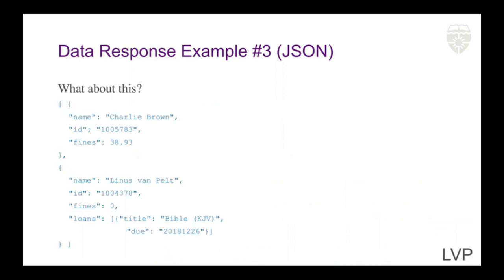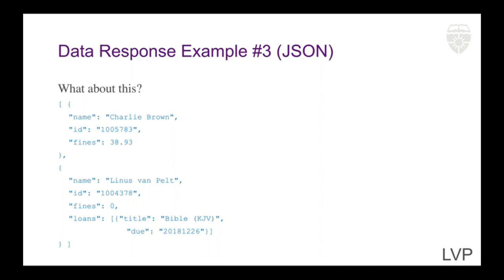So data response example number 3, now we're getting a little bit more complicated. We know it's an array, but what is this? What's it an array of? Patrons. Patron or patrons? Patrons. Yep, there's 2 records here. You'll notice the commas are important. Commas help denote this is one item, this is another item. Sometimes the items are named. Name, Linus. Name, Charlie Brown. ID. Sometimes they're just an array without a name.